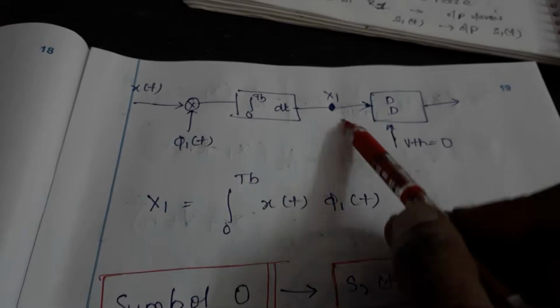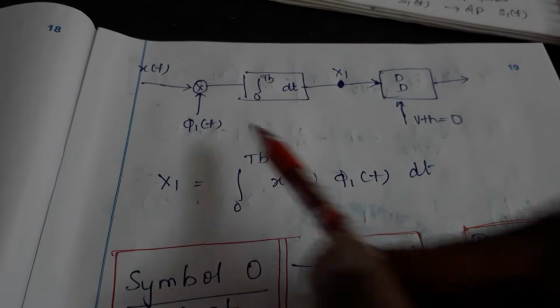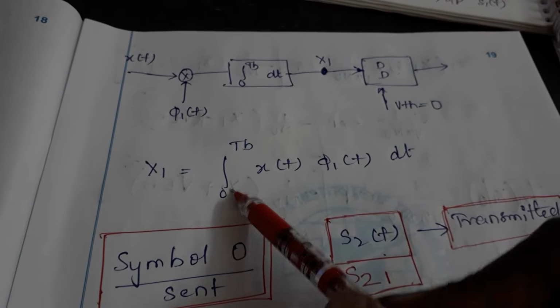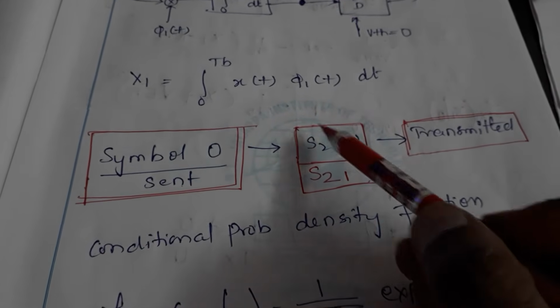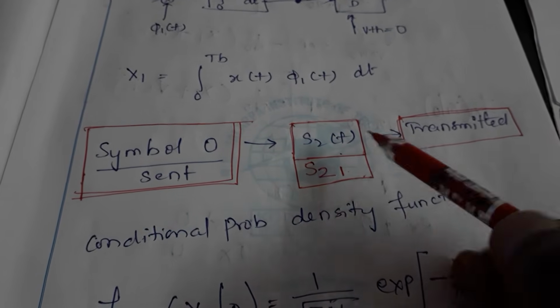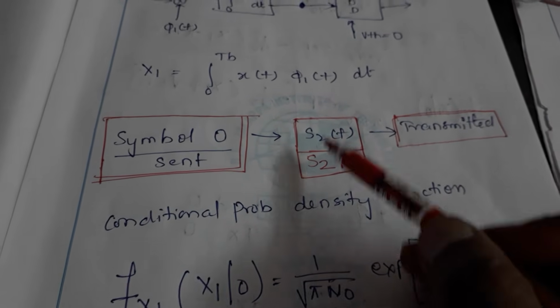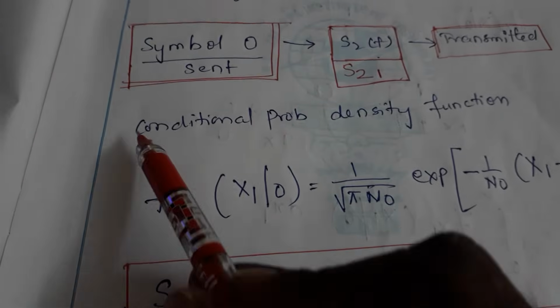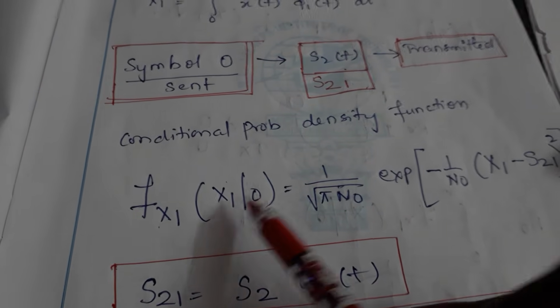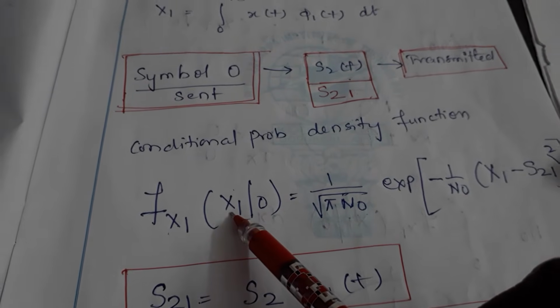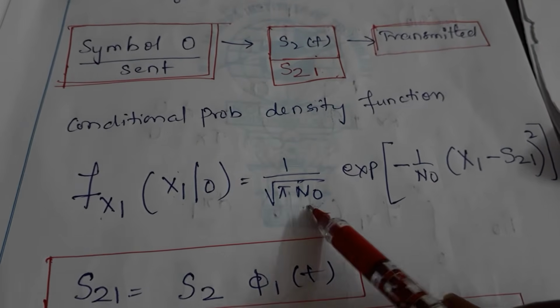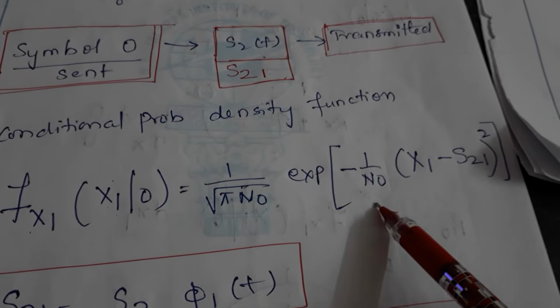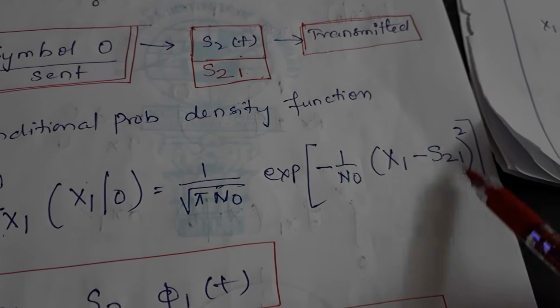So how do you represent x1? X of t multiplied by phi 1 of t, then integrate over 1 bit period. Now I have taken that I have sent 0, that means S21 is transmitted. What is the observation point here? X1 is the observation point. So f of x1 given 0: I have sent 0, I am observing at the output of the correlator. 1 by root pi N naught exp minus 1 by N naught (x1 minus s21) whole square.